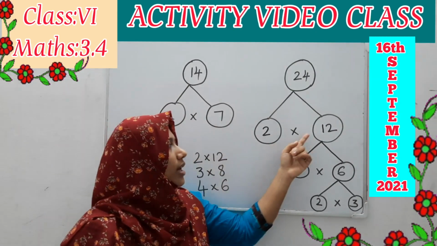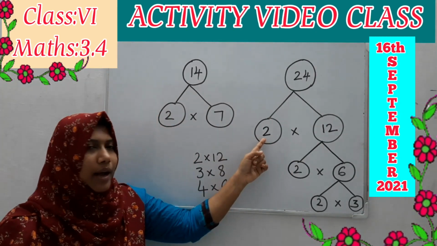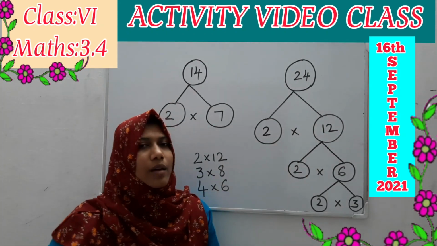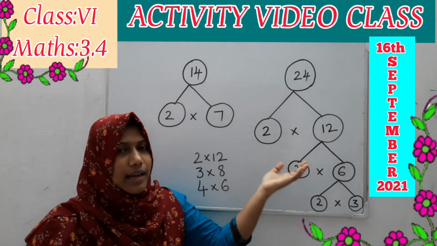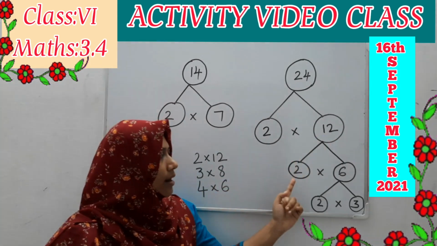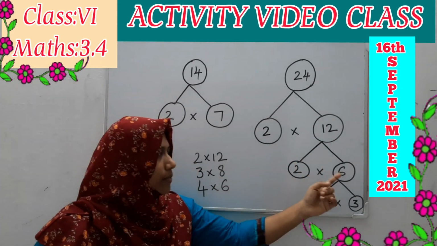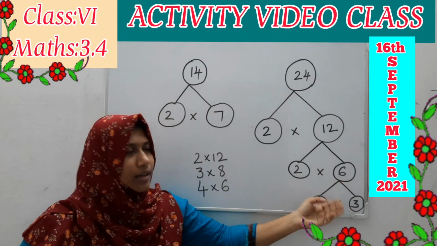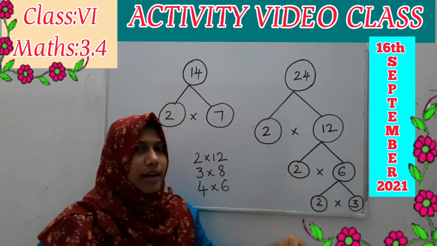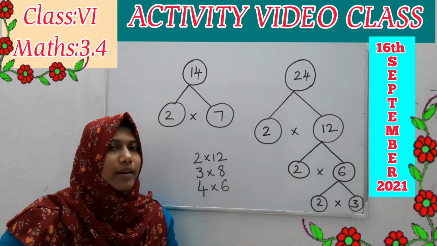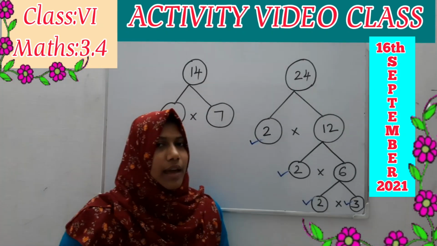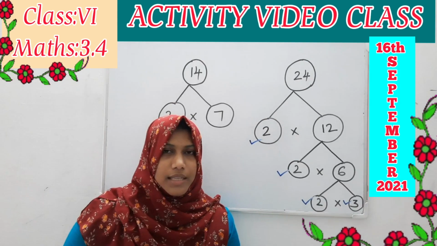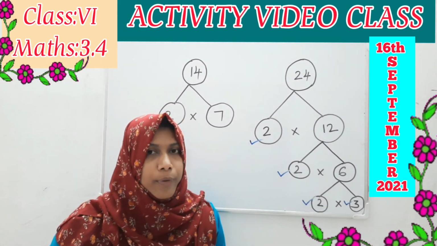Here we get 2 into 12. Here 2 is a prime number and 12 is a composite number. Further we take another product form of 12: here 2 is a prime, 6 is a composite. Then we further factorize 6 as 2 into 3. So from here we can say that all composite numbers are products of prime numbers.